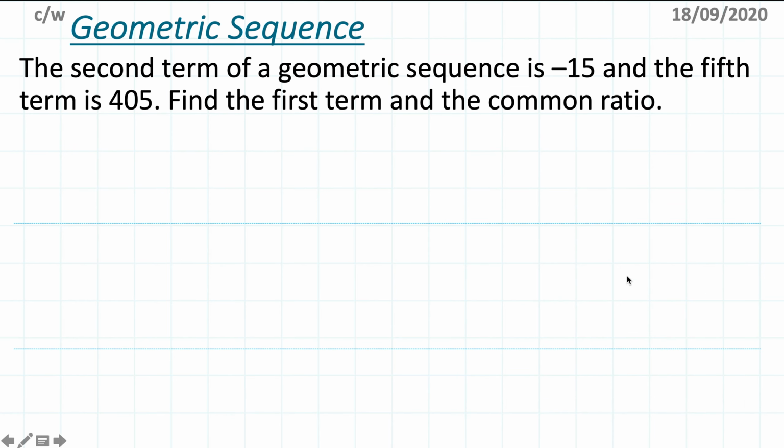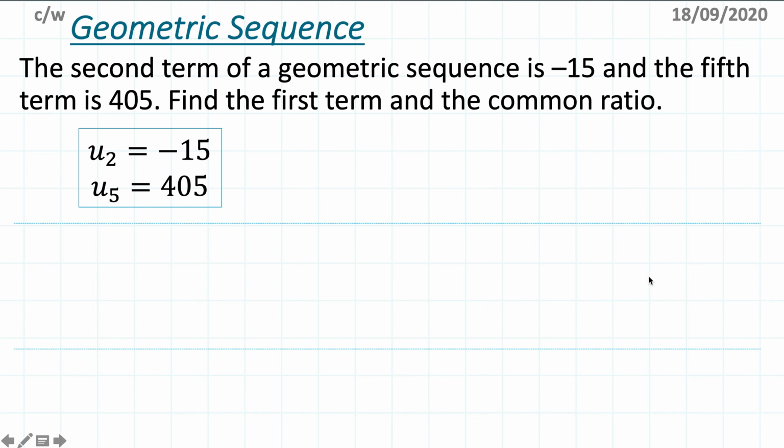So there are some questions. I'm going to go through these quickly, but this is when the first term or the common ratio is missing. So I'm going to deal with when different things in the formula are missing rather than the term itself. So pause and read the question, but here's how I would summarize it. I know that the second term is -15, fifth term is 405. I'm going to use the formula because that might help me find the first term and common ratio.